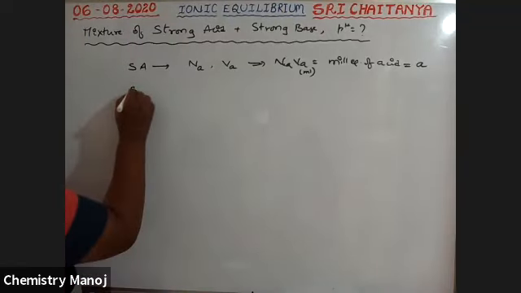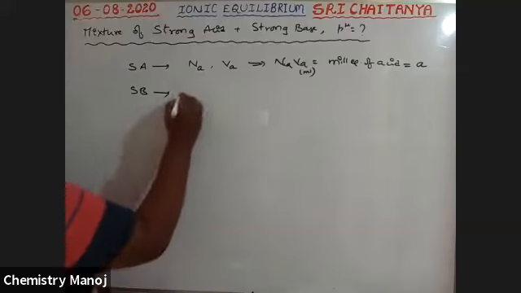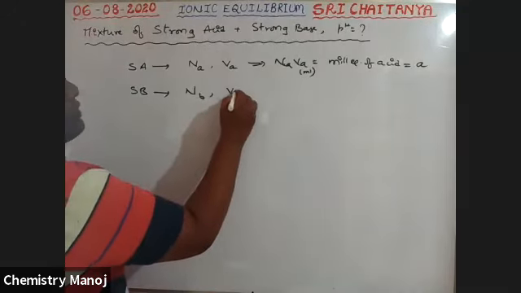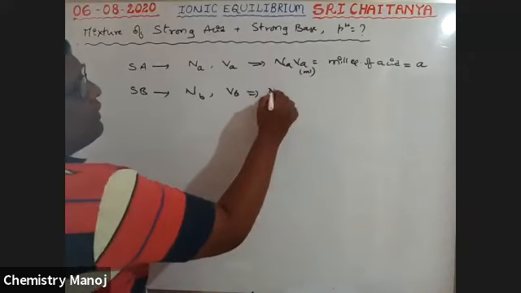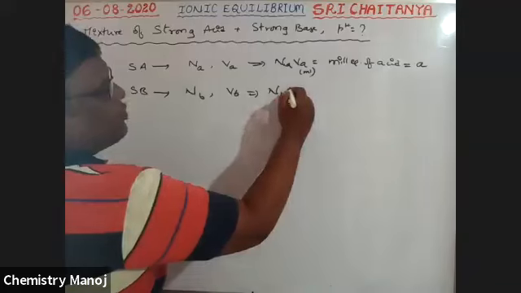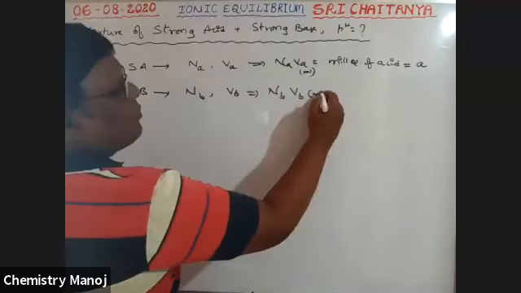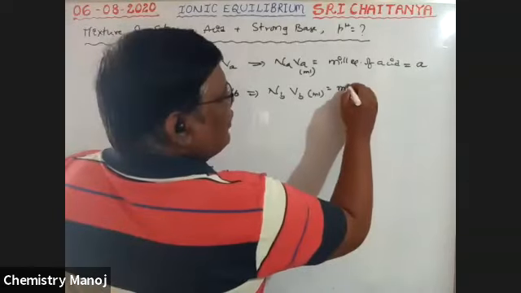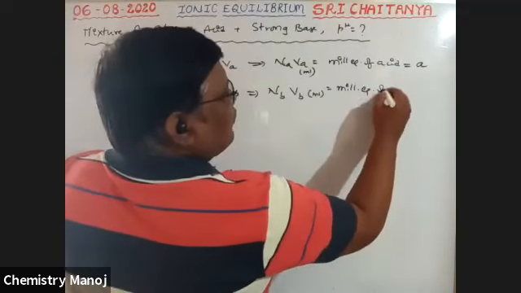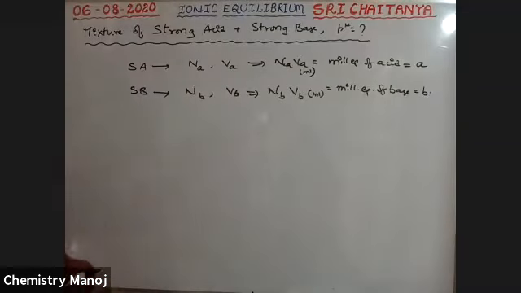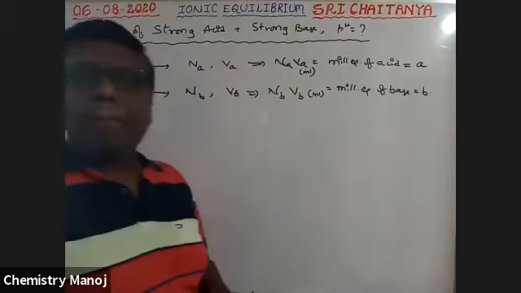Next, strong base is mixed here. Now, normality of strong base is Nb and volume of strong base is Vb. That implies Nb into Vb, you should calculate, volume in milliliters. That is equal to milli equivalents of base. Let it be B.